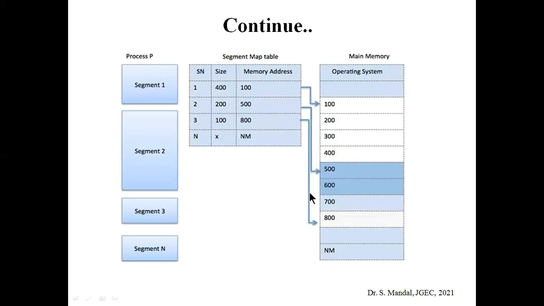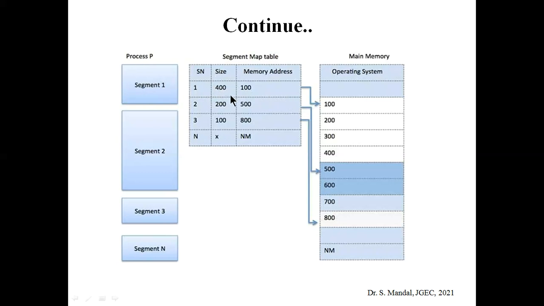Okay, so you can see that this one is the segment map table through which we can convert the logical address of each segment into the main memory where it will be loaded. The segment map table consists of three parts. The first is the serial number: segment 1, segment 2, segment 3, and so on. Next is the memory address, also known as the base address. That basically indicates the starting point of the memory location in the main memory. And the size indicates the total size of the memory of that segment.